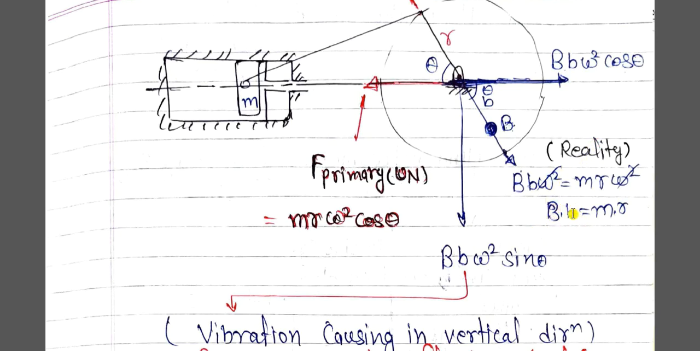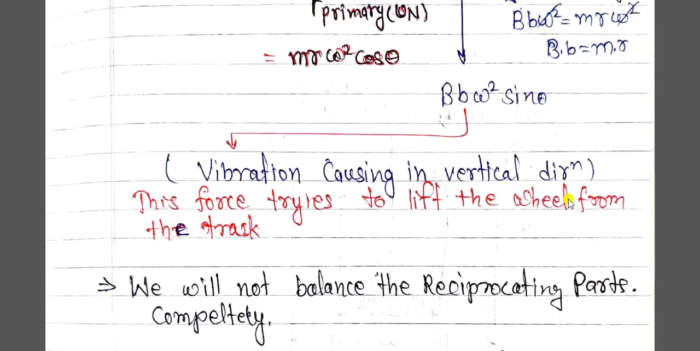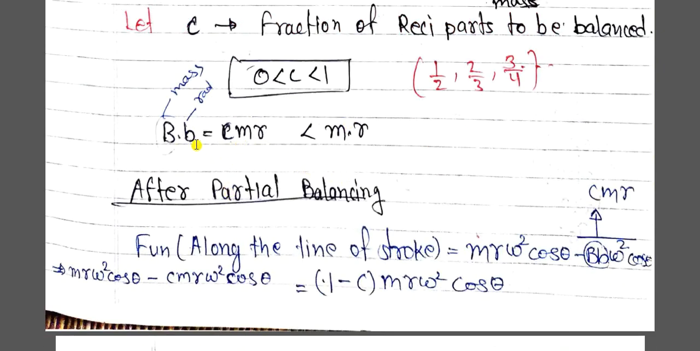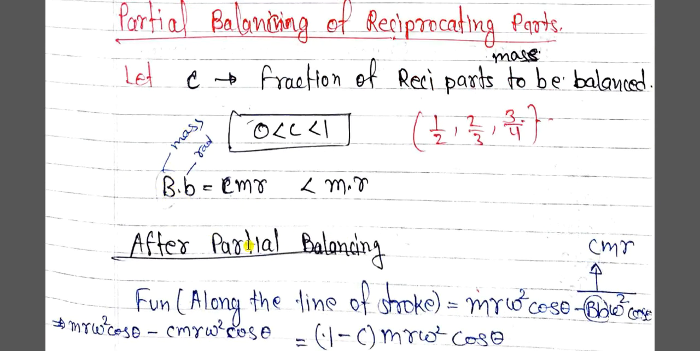Capital B is the balancing mass, small b is the radial distance of the balancing mass, where you have to add it, and you get it equal to M into R. How did you get this? What is this M here? M is the reciprocating mass, and R is the crank radius. So now you will get this balancing mass by this formula: B into b will be equal to C M into R, and this C M into R will obviously be less than M into R, because C is less than 1.